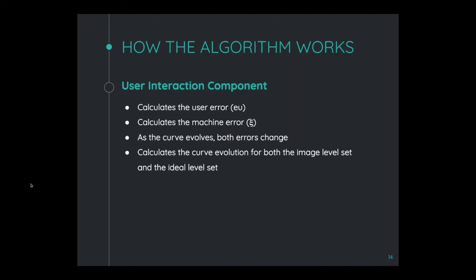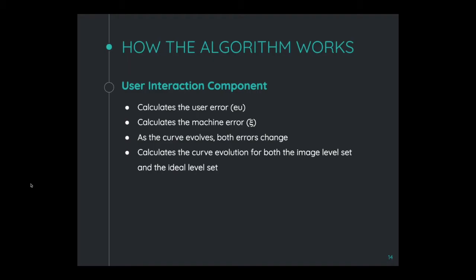The last component of the algorithm is the user interaction component. During each iteration, two types of error will be calculated. The user error is the error between the user input and the ideal level set, while the machine error is the error between the image level set and the ideal level set. As the curve evolves, both errors change due to a change in image data.